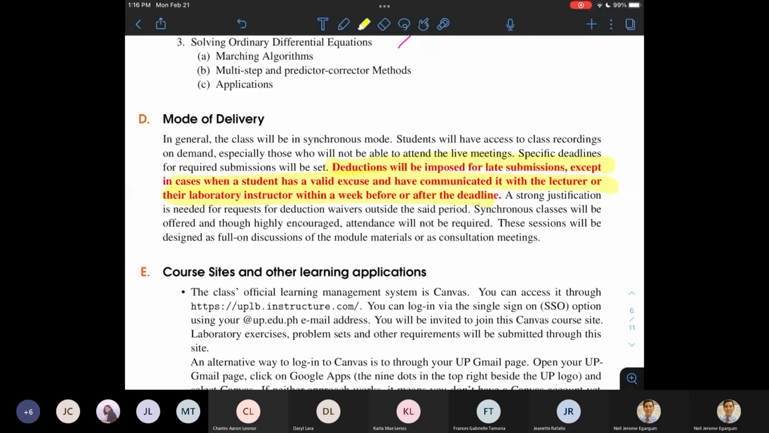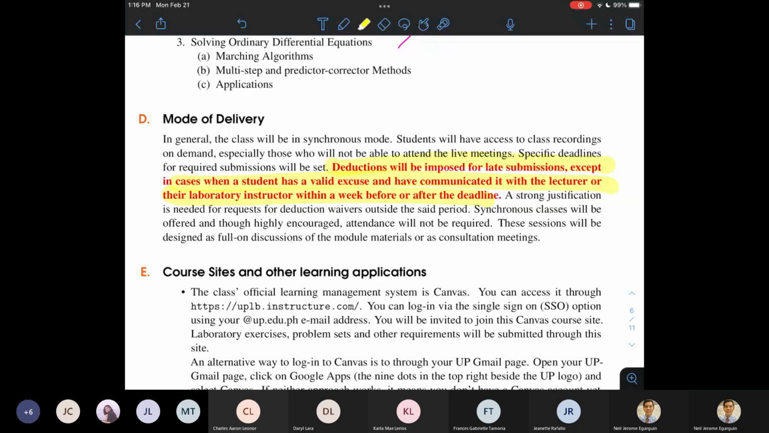Or kung medyo bigla kayong nilagnat nung day of the exer, then you can just send me a chat, send me an email saying, sir, medyo nilagnat po ako, hindi makapagpasa. As long as you do this plus or minus 1 week before, plus or minus 1 week after the deadline, then it's fine. I will waive the deductions. All right? So para lang matrack ko yung progress nyo.